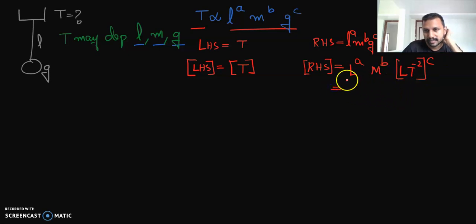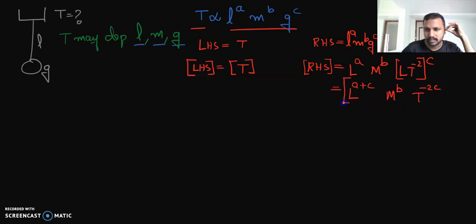Then let's expand this and simplify it. L raised to A, and expanding the bracket, there will be an L raised to C. L raised to A into L raised to C is L raised to A plus C. Clear? Then there is an M raised to B over here, and expanding the bracket, T raised to minus 2 whole raised to C is T raised to minus 2C. Is that clear?